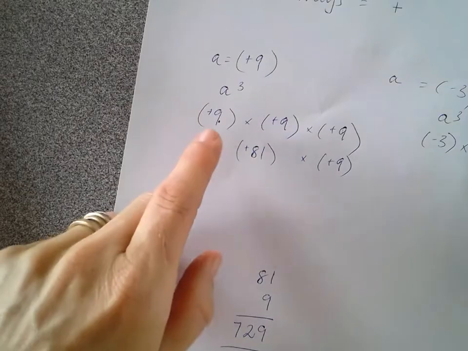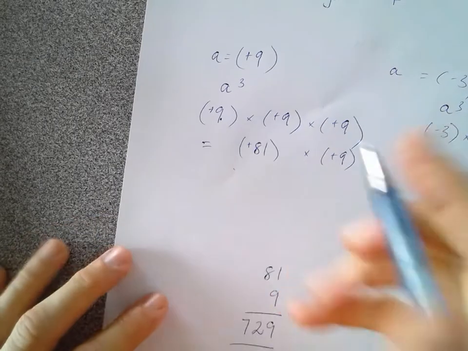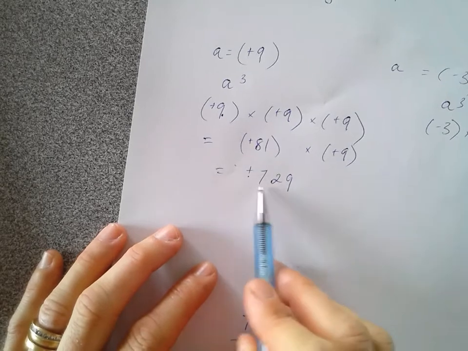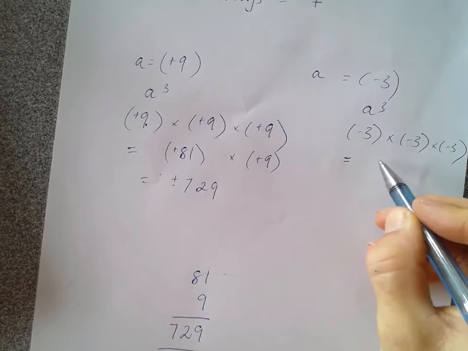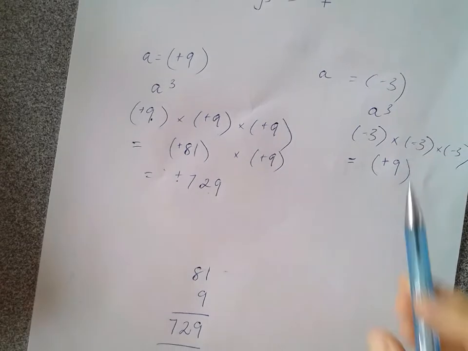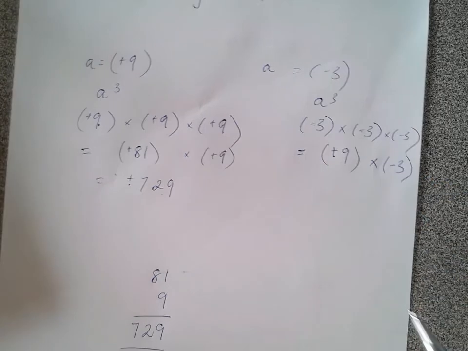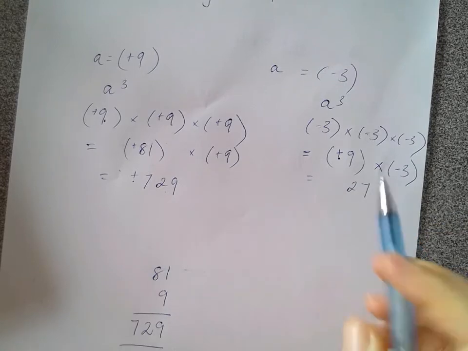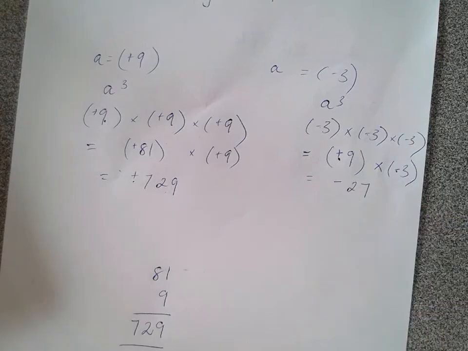So we got 9 times 9 is 81 positive. Times by positive 9 again. Our answer here, we kind of knew that it was going to be a positive 729 is our digit. Okay, over here we go negative 3 times negative 3 is positive 9, because two same signs gives us a positive answer. To finish off, we need to multiply it by negative 3. We know that 9 3s are 27. This time we have two different signs. Negative 27 is our answer.